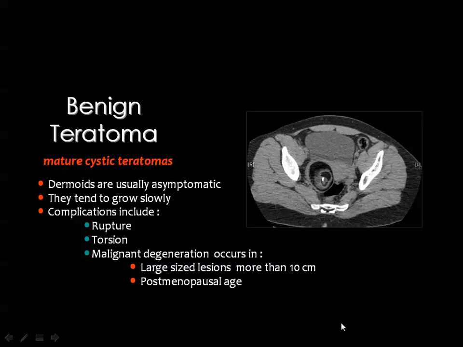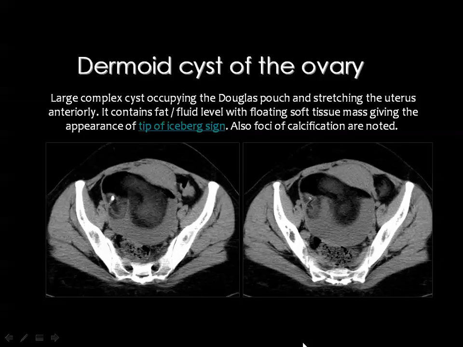You know that the complications of the dermoid cyst are the same for any cyst everywhere in the body, including rupture and torsion or being secondary infected, for example. This is an example of a huge dermoid cyst in the ovary, and you see the fluid, and you see the fat, and you see the calcium as well.